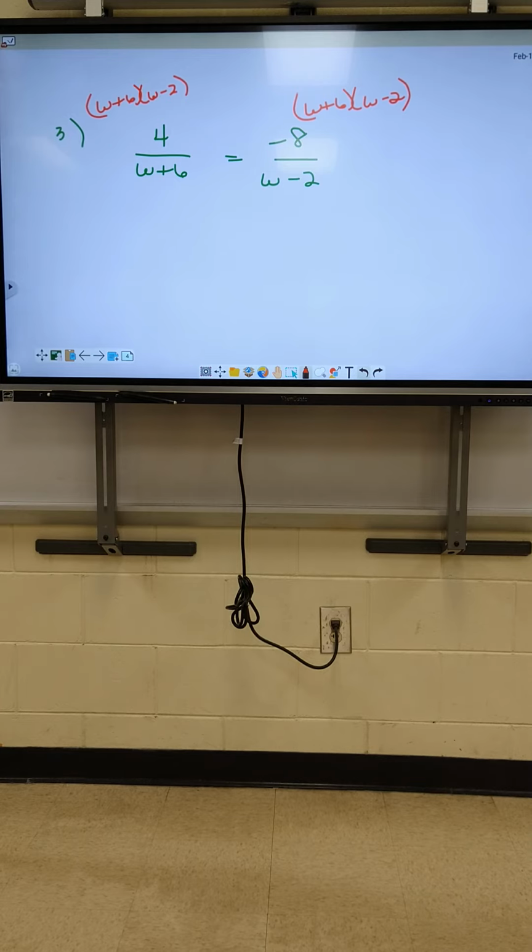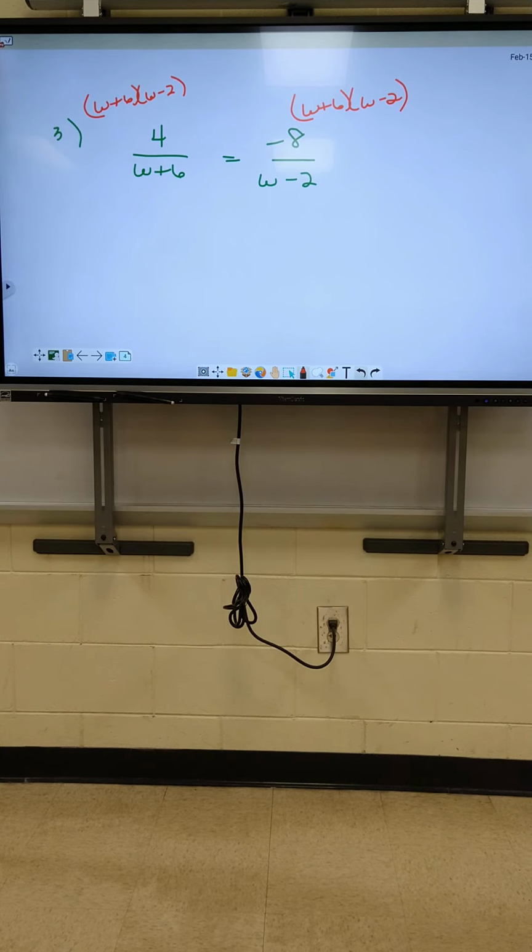All right, so you should go solve for there. Those cancel. Equals. On the right side, cross out your w minus 2's. W minus 2, w minus 2 cancel. Bring down negative 8 times w, negative 8w. Negative 8 times 6, negative 48.